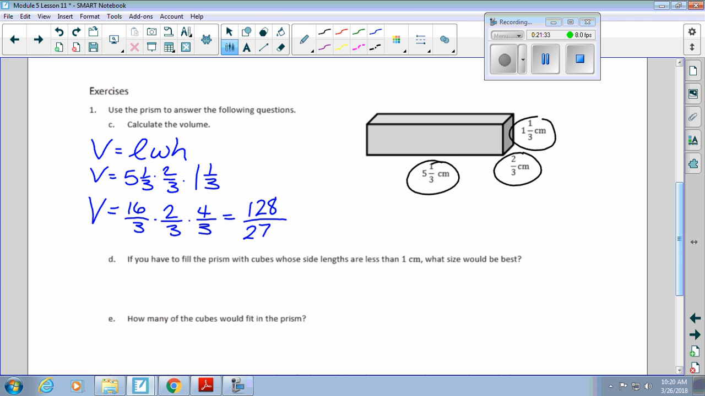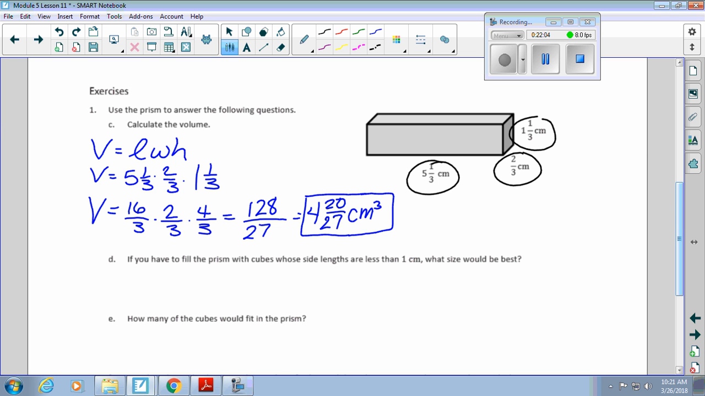We're multiplying. So 128 divided by 27 is going to give you 4 as a whole number. And if you multiply 4 times 27, you're going to get 108. So that means we'd have 20 left over out of 27. So 4 and 20 27ths, and what unit would that be? Centimeters cubed.